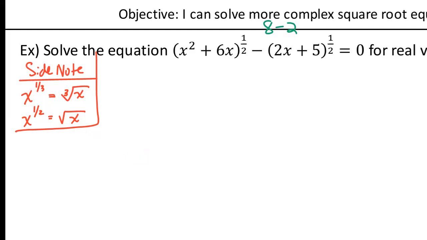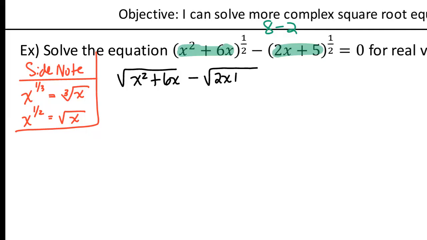So basically, you're going to rewrite this equation in radical form, okay? You take whatever's inside the parentheses and take the square root of that, because that whole thing is raised to the 1/2. That means that whole thing is under the square root. I have the square root of x squared plus 6x, minus, and then you do the same thing with this one. This whole thing is raised to the 1/2, so you take the square root of that whole thing, the square root of 2x plus 5, equals 0.